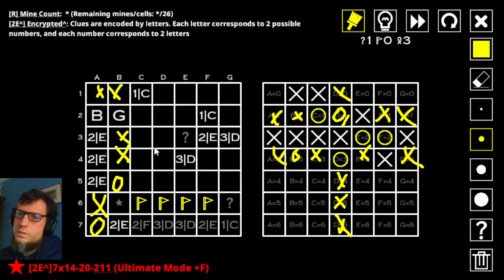Nah, this isn't really going to get a contradiction, and I don't really think I can get much of... Wait a minute. E still has the option of being 3, doesn't it? Yeah.